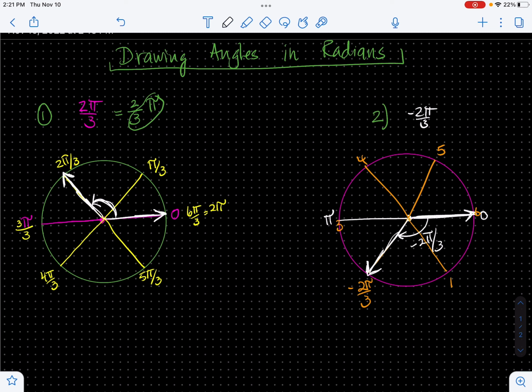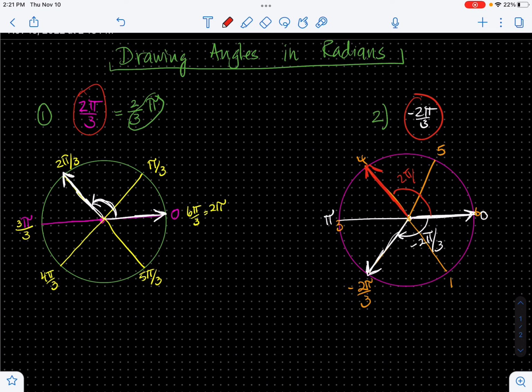Now do me a favor, look at question 1 and question 2. One was a positive 2 pi over 3, and the other one's a negative 2 pi over 3. This was positive 2 pi over 3, if I were to use red for positive, which was located right here. And the white one is a negative 2 pi over 3 angle. If you look at it carefully, these two are reflections of each other over the x-axis. And that's how positive and negative angles are.